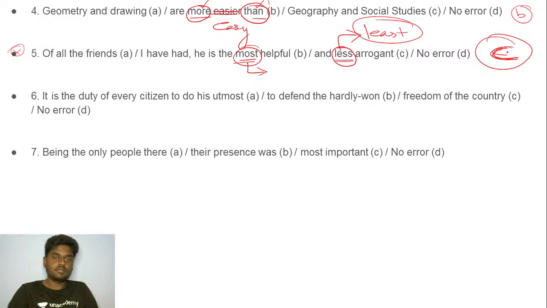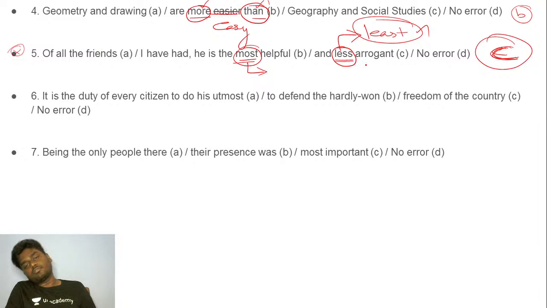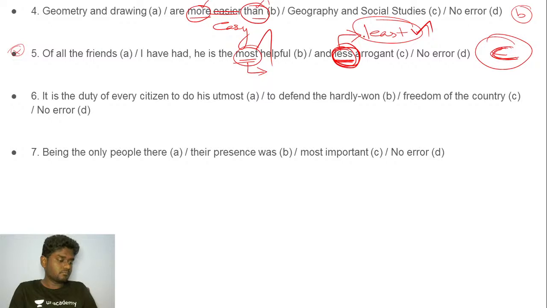All good? Yes. For the fifth one, it is not option B, it is option C. It should be "least arrogant". Why? If you are using a superlative degree, that is "most", then the other should again be a superlative degree. It should not be "less", it should be "least". It should not be a comparative degree. Okay. Good. Clear, everyone? Yeah, give me a thumbs up for the fifth.